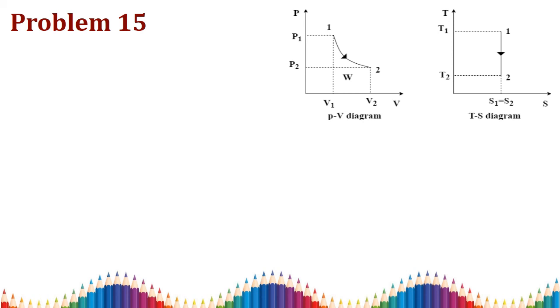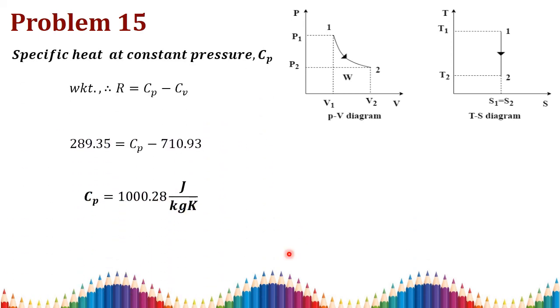To find Cp, R is equal to Cp minus Cv. 289.35 is R and 710.93 is your Cv. Then you substitute all these values, and you will get Cp as 1000.28 joule per kilogram Kelvin.